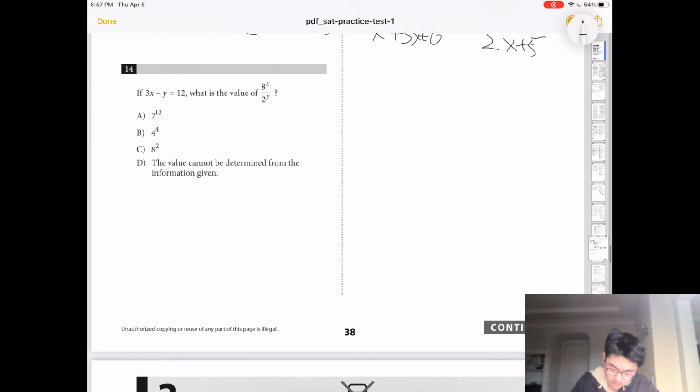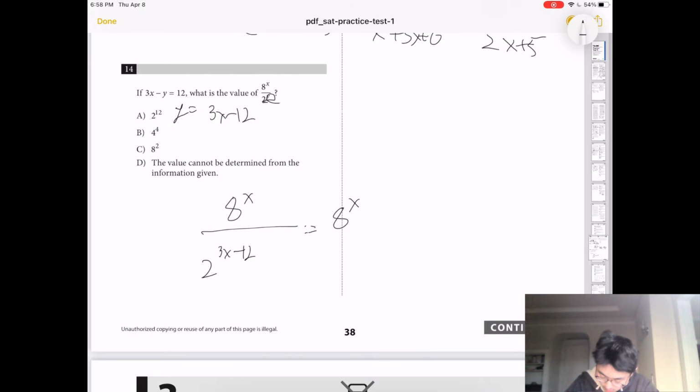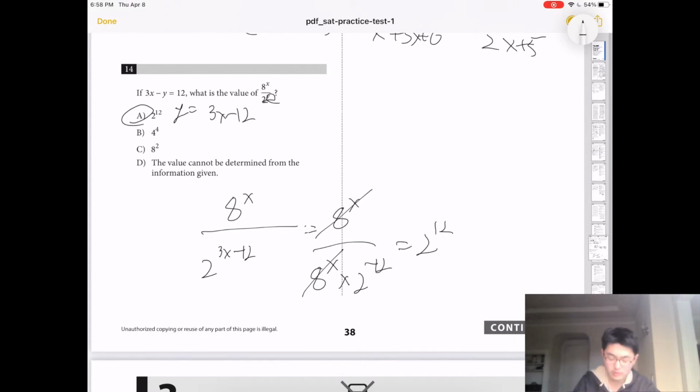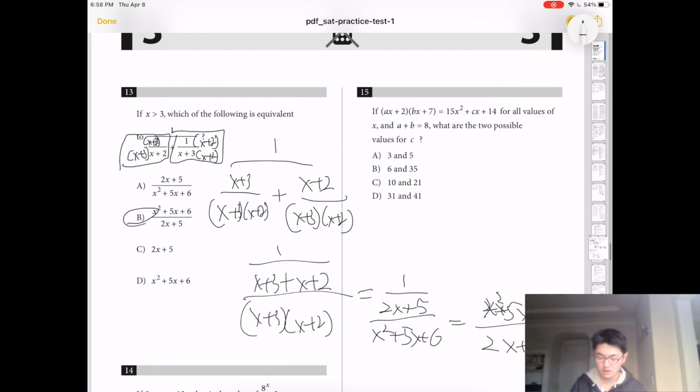Alright, the next one, y equals 3x minus 12. So just shove in that number for right here, and we get 8 over x. 8 over x times 2 to the negative 12. So we can cross both of those out, and the answer is 2 to the power of 12.